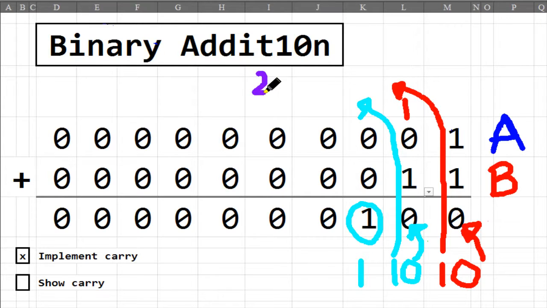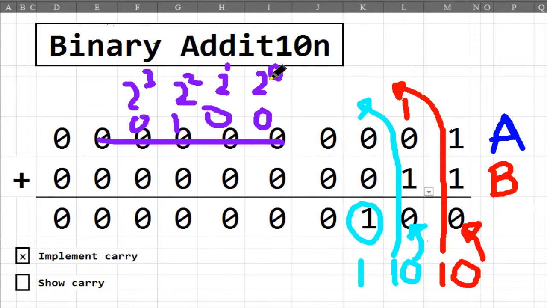numbers. Again, 2 to the 0, 2 to the 1, 2 to the 2, 2 to the 3. 2 to the 0 is 1. 1 times 0 is 0. 2 to the first power is 2. 2 times 0 is 0. 2 to the 2 is 4. 4 times 1 is 4. And 2 to the 3 is 8. And 8 times 0 is 0. So 0, 1, 0, 0 is equivalent to the number 4.